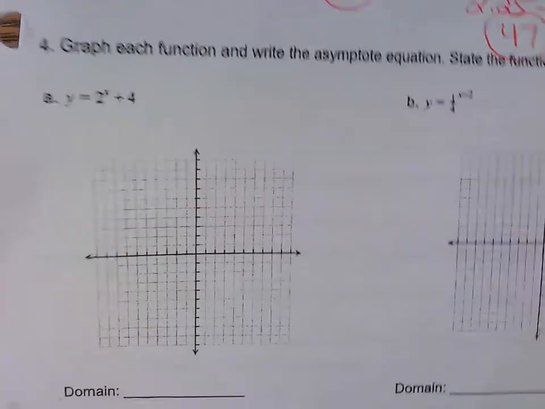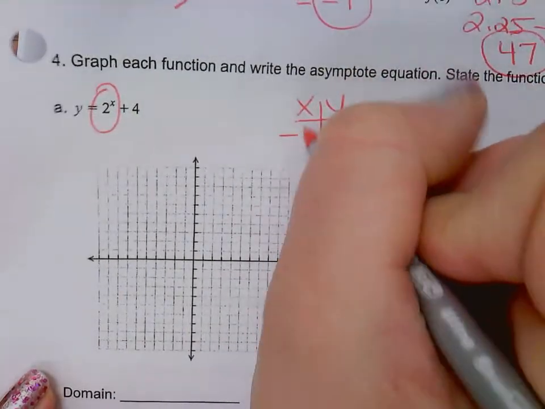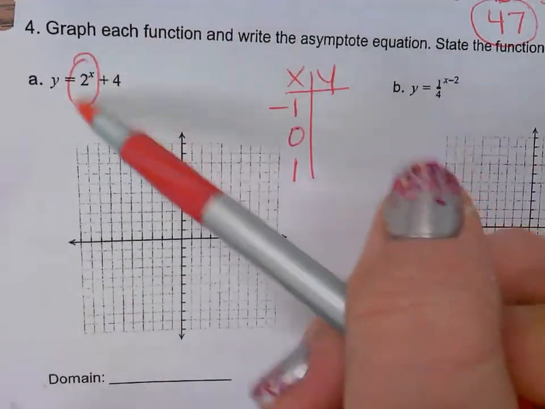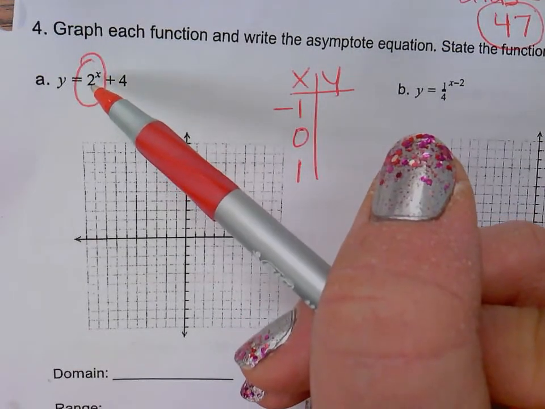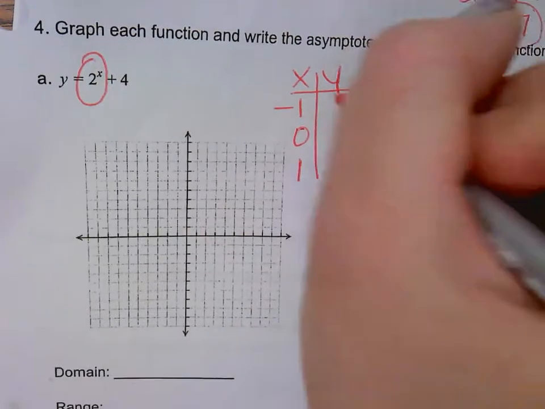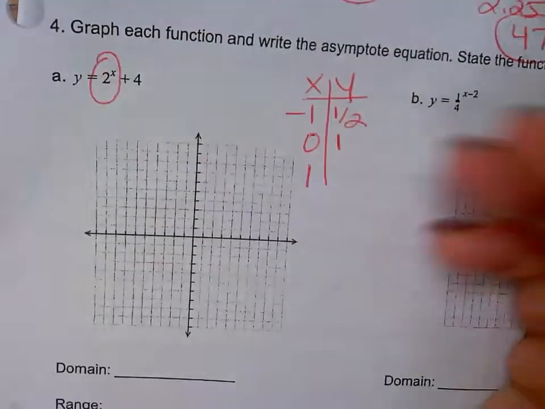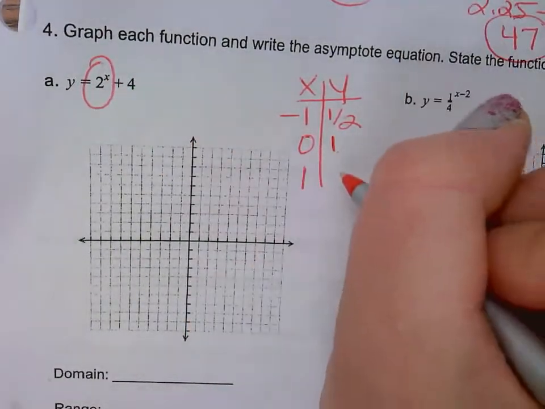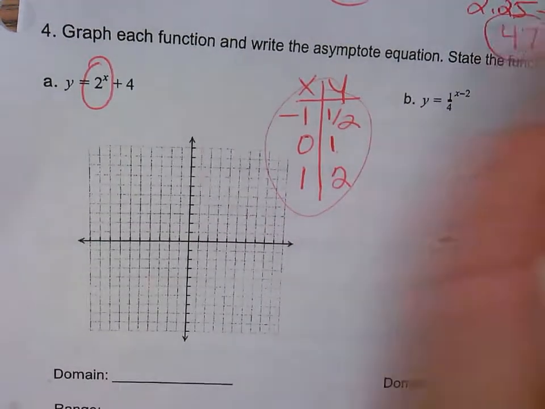I'm going to start with A. So I'm going to do the parent function first because I'd like you to be able to make a table of values for x to be negative 1, 0, and 1 for any of the parent functions. If I plug in negative 1 to any parent function, it just takes the reciprocal. So 2 would become 1/2. And then we know that the y-intercept is always (0, 1), because anything to the 0 power is 1. And then 2 to the first power is just itself, 2. Those 3 key points are the parent function.